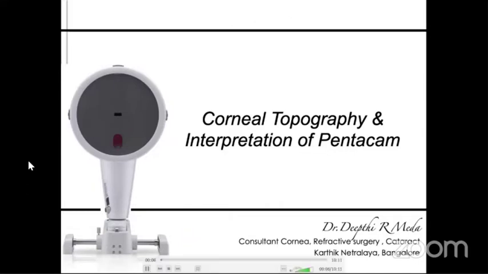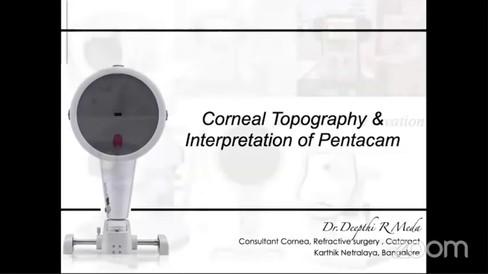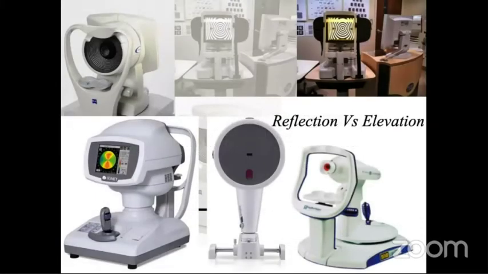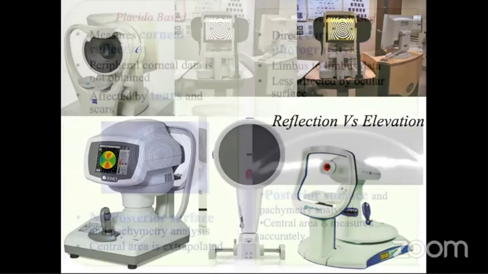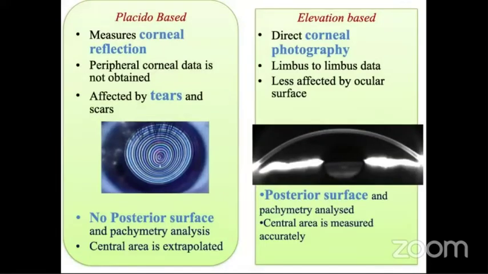So today let's look at interpretation of corneal topography with emphasis on interpretation of the Pentacam. As we all are aware, corneal topography can be largely reflection based or elevation based, and we have enough experience now to say that elevation-based topography has very clear advantages as compared to Placido-based, which is basically reflection-based. The area which is captured is much higher in elevation-based, and the main advantage is the analysis of the posterior corneal surface and the global pachymetric analysis, which is almost inevitable in today's refractive practice.